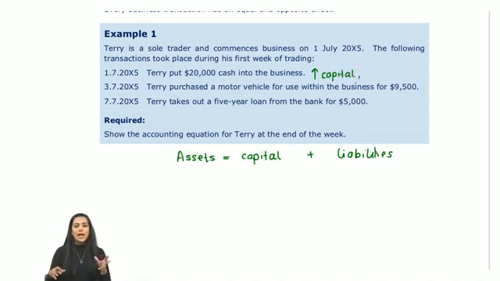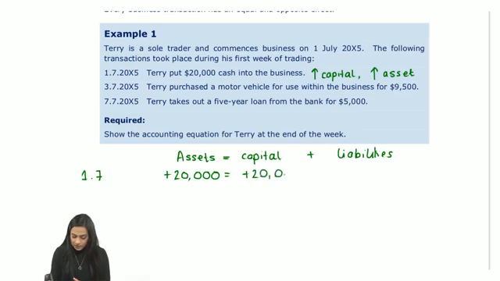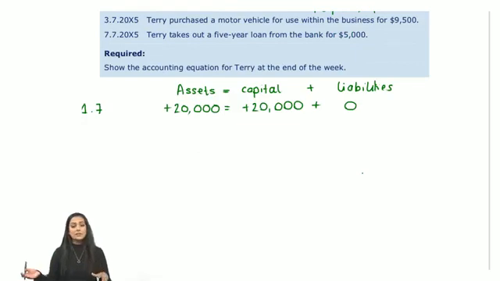But where will this cash go? This cash is going to go into the business's bank account, and the bank account is an asset, so the asset goes up as well. So for the first week, the 1st of July, Terry's asset goes up by $20,000 and the capital goes up by $20,000. There are no liabilities, I'm going to put a 0 there. So you can see that the left-hand side and the right-hand side is equal.